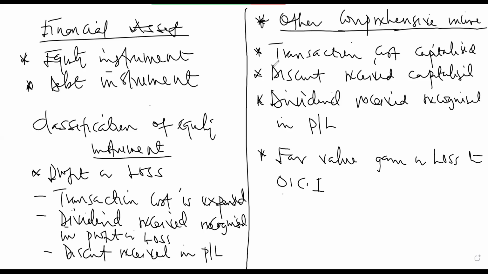So the classification of financial asset through equity instruments is only two: profit or loss or other comprehensive income. Profit or loss is for speculative purposes, but for the other comprehensive income, we don't have any intention of what? Disposing of that particular investment.